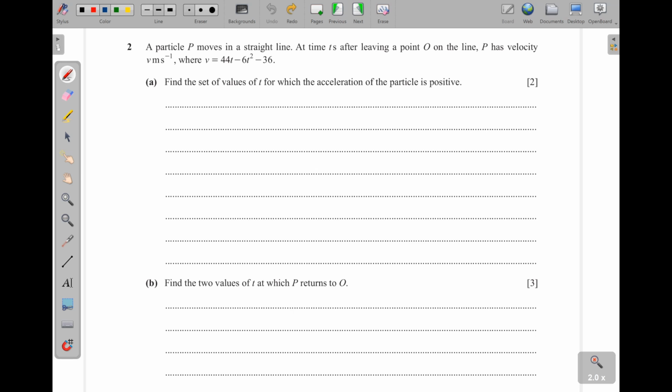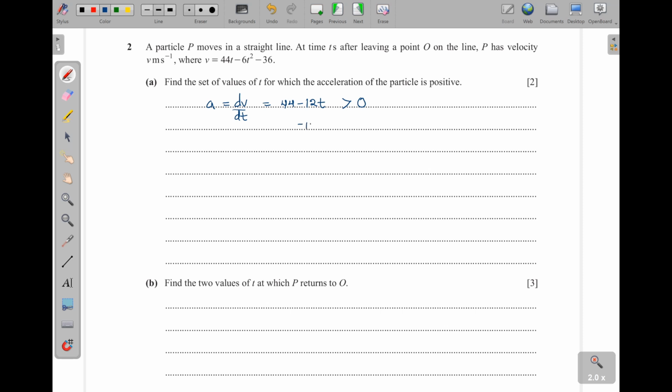Now, acceleration is the rate of change of velocity. So that means acceleration is equal to dv/dt. Differentiating this one, we shall get 44 minus 12t. Then they are saying find the set of values of t for which the acceleration of the particle is positive. So if the acceleration is positive, then this one is greater than 0. Anything positive has to be greater than 0.